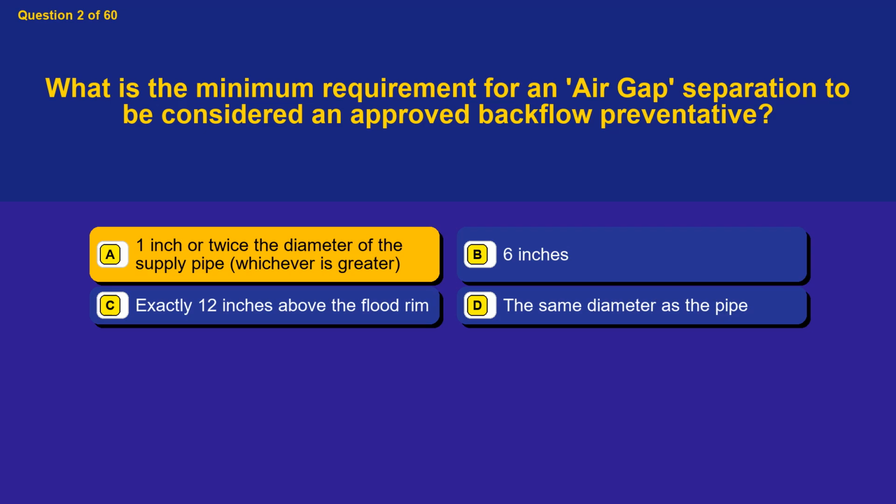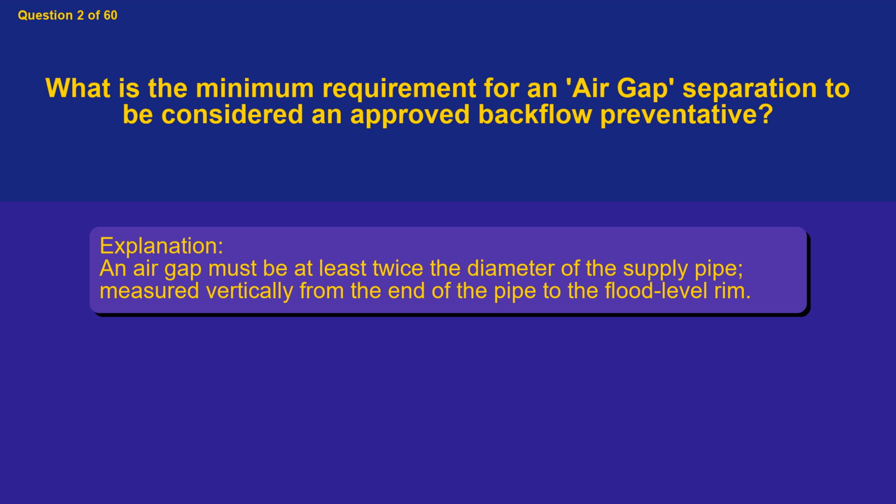The correct answer is option A, 1 inch or twice the diameter of the supply pipe, whichever is greater. An air gap must be at least twice the diameter of the supply pipe, measured vertically from the end of the pipe to the flood level rim.